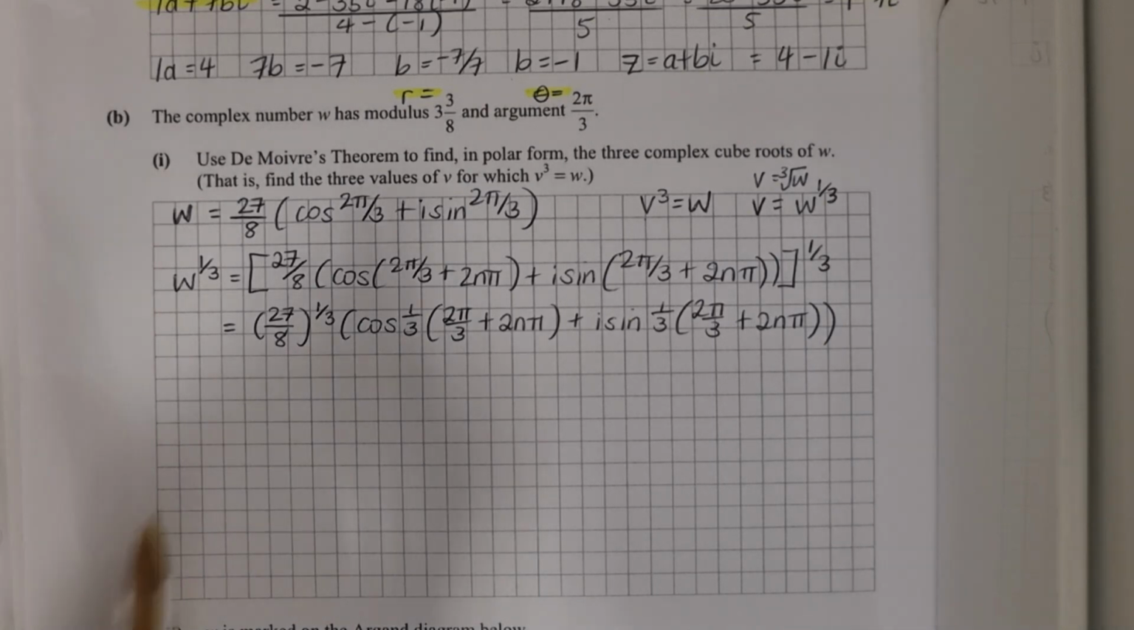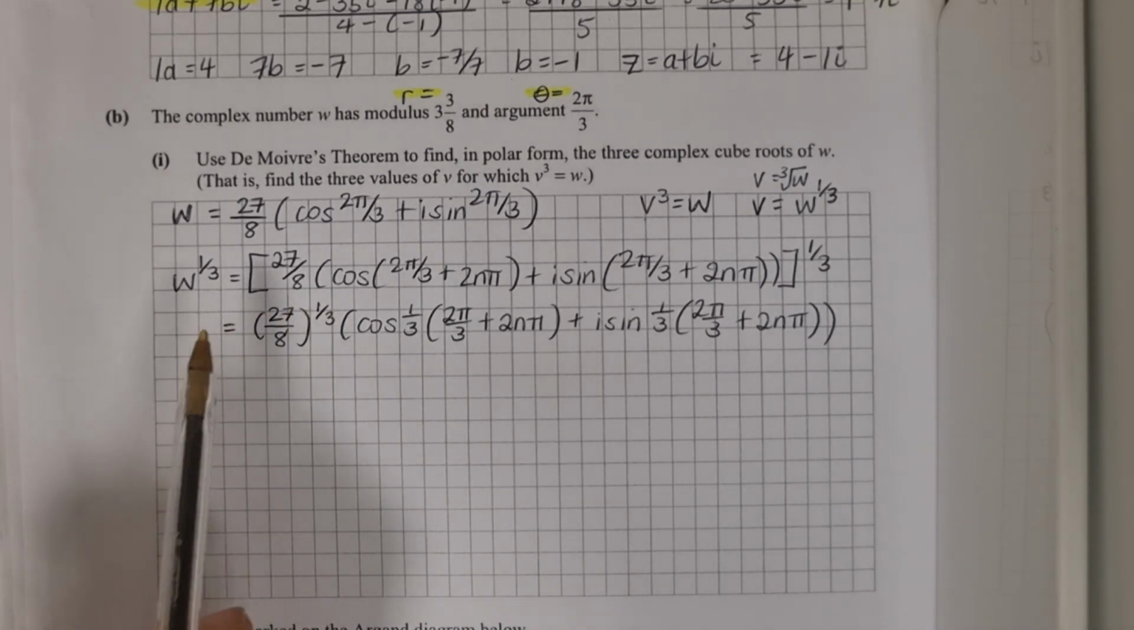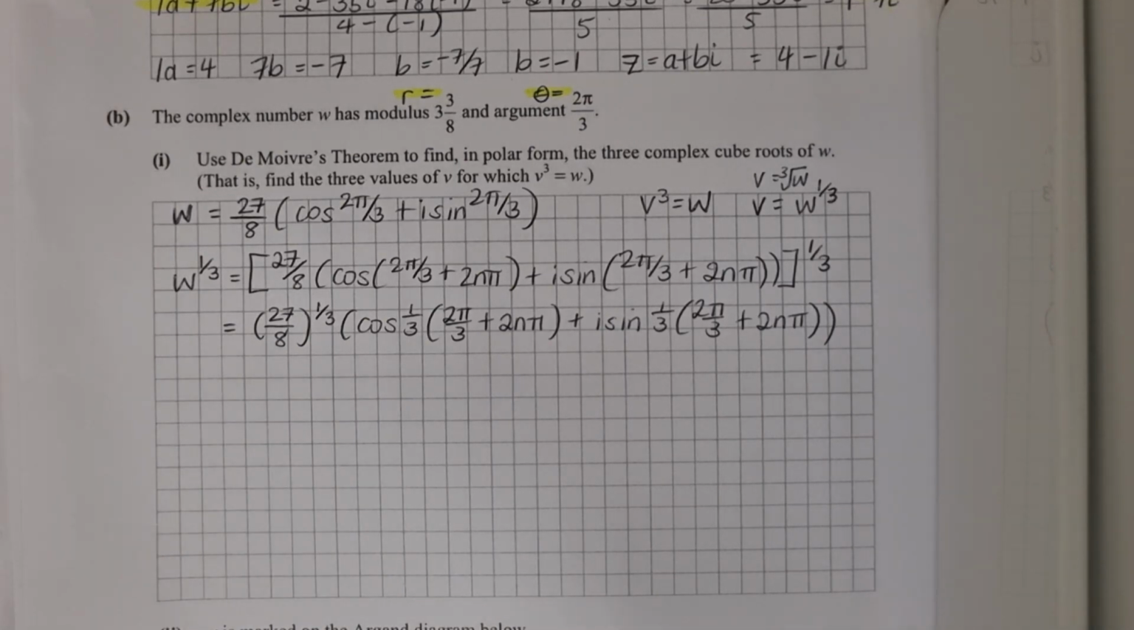But I should probably sort out this 27 over 8 to the power of a third. It's a cubed root, that's why I like having it in the improper fraction form, because it's easy to see the cube roots of 27 and 8. But again, calculator can do the work for you. So that comes out as 3 over 2, and now I'm starting to put in my n values.